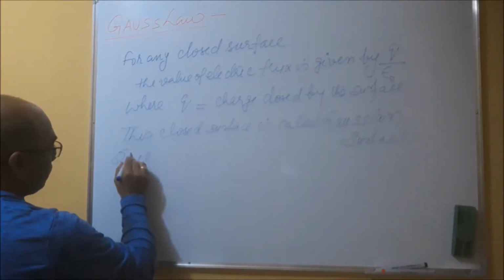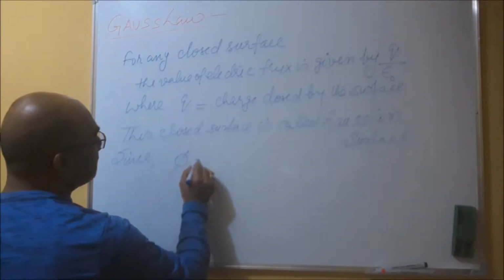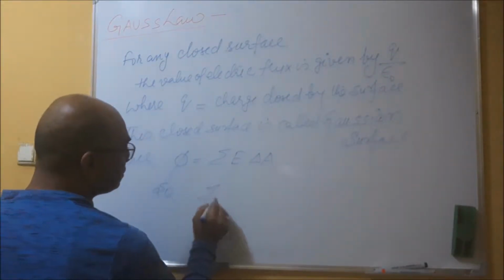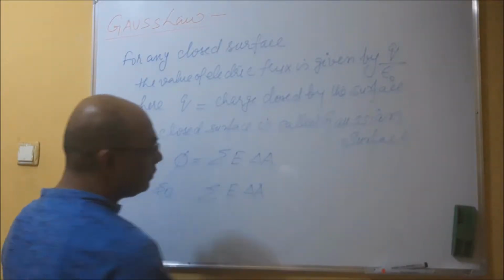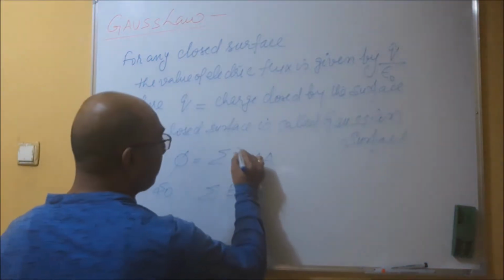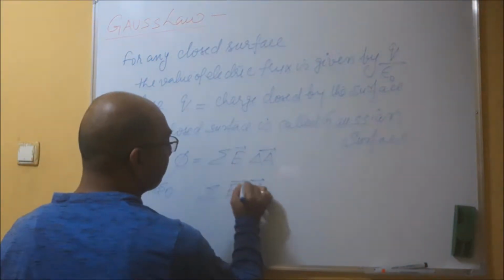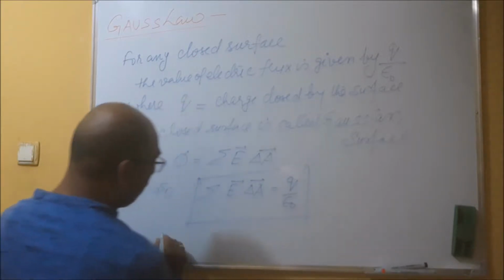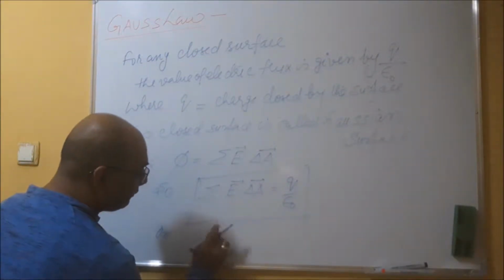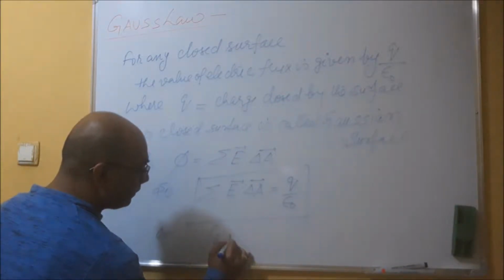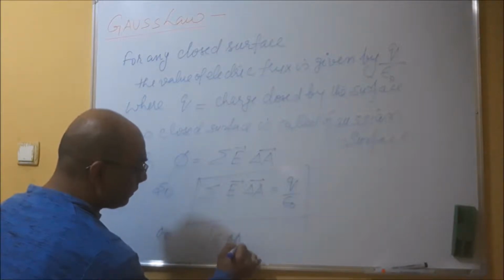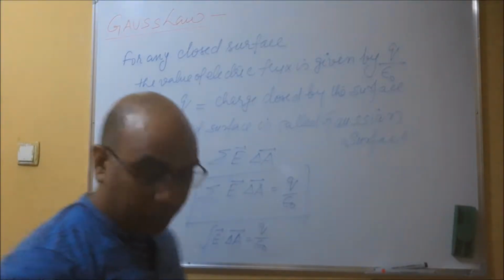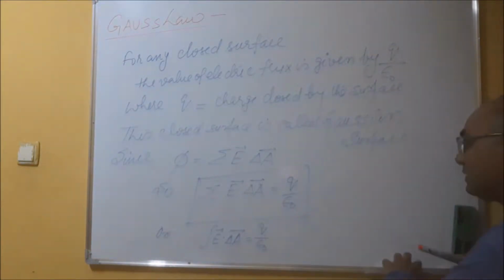Since flux is defined as summation of E del A, so summation of E del A is q upon epsilon naught, or integration of E dot dA equals q upon epsilon naught, right?